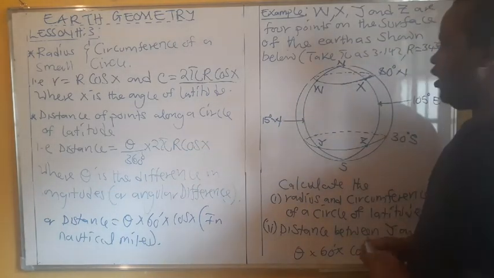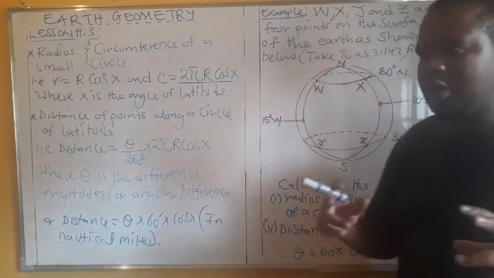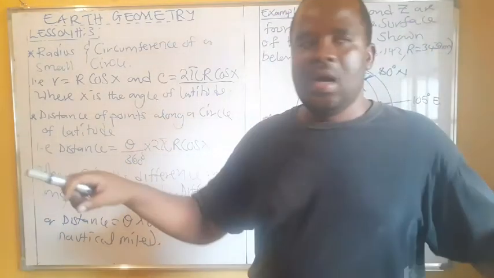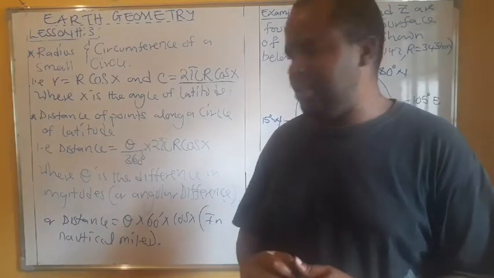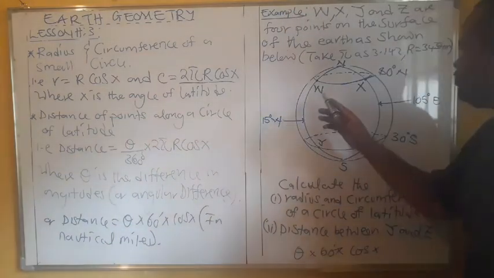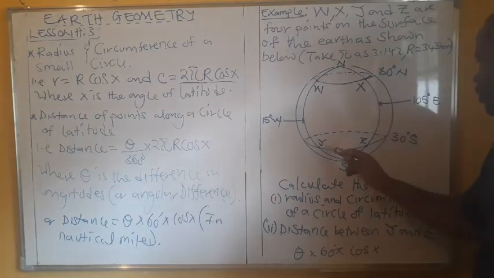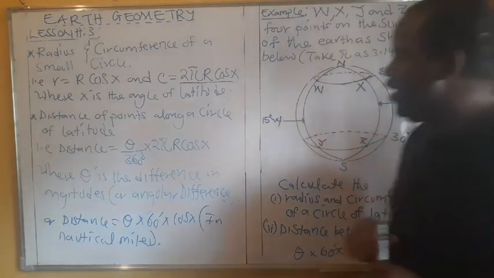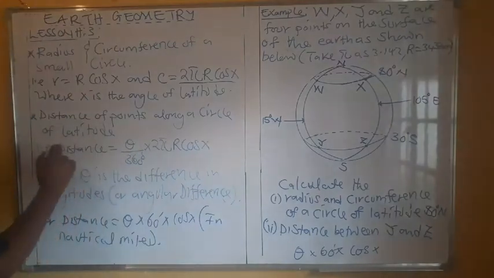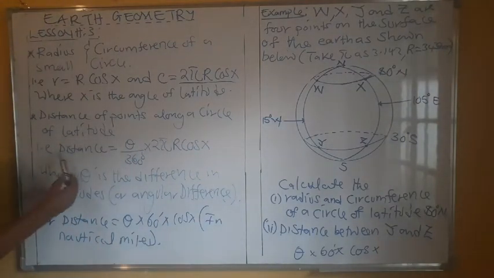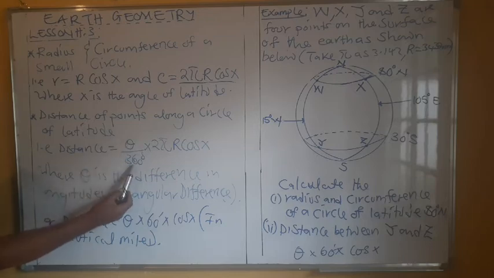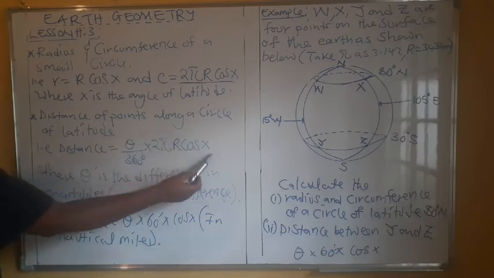Now, if you want to find the distance that exists between 2 points that lie on the same circle of latitude, for example x here and w, or y and z, we are saying find the distance of points along a circle of latitude. We are going to say the distance is defined by theta over 360 times 2 pi r cos x.